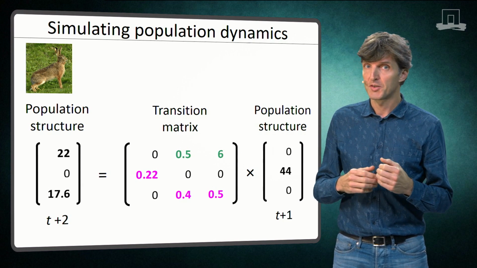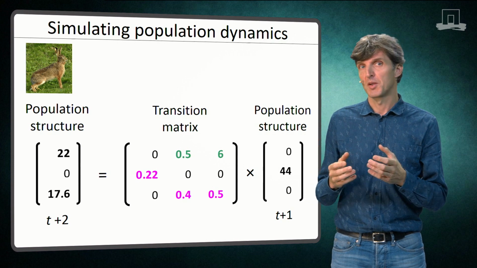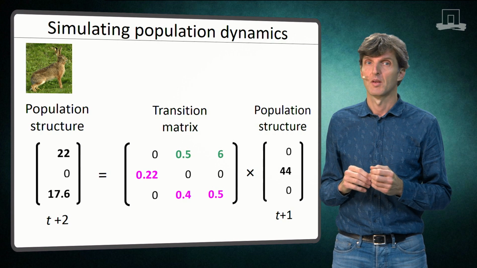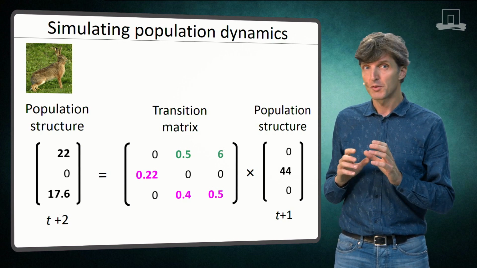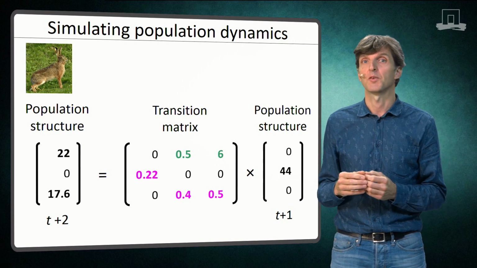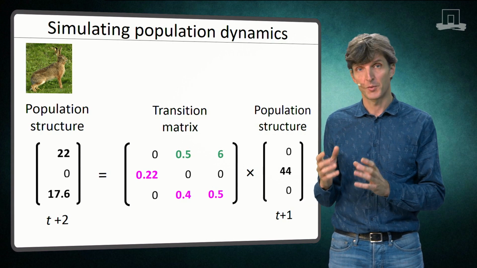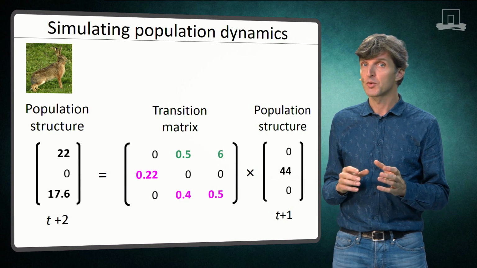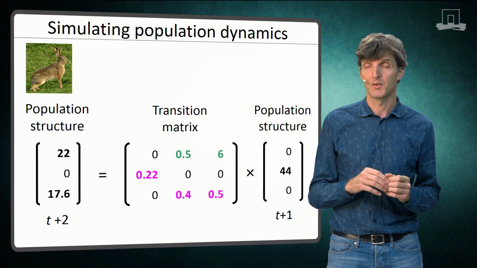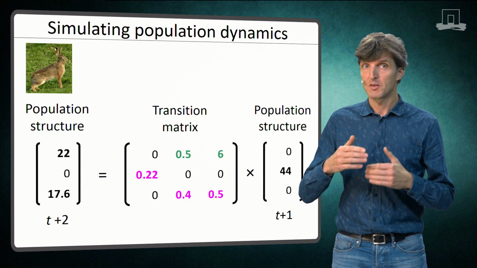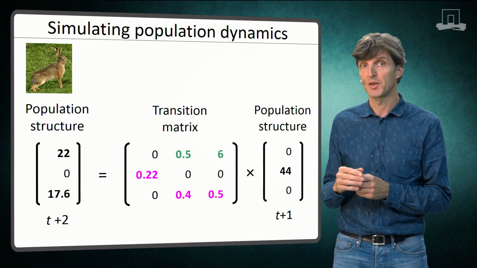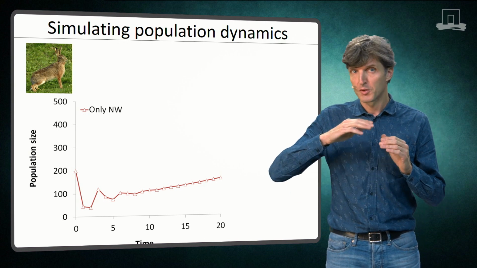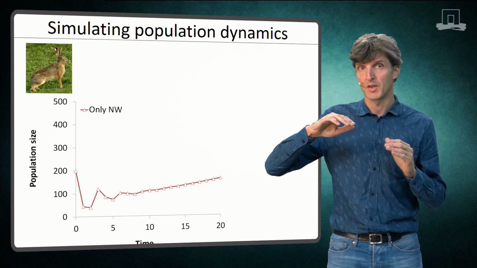To simulate the population at time t+2, we simply multiply the vector for t+1 with the matrix. Now, the resulting vector also contains newborns, as the 1-year-old hares produced a total of 22 newborns. And it contains 17.6 adults, which equals the 40% surviving 1-year-old individuals. If we repeat these multiplications over 20 years, the total population develops like this. And you can see that after some fluctuations, the population grows at a constant rate.